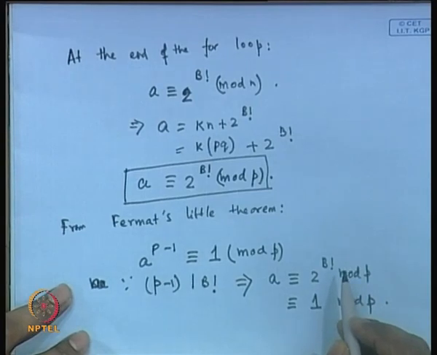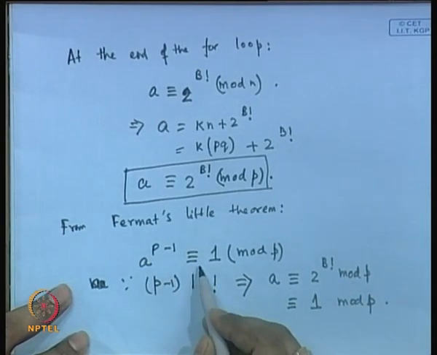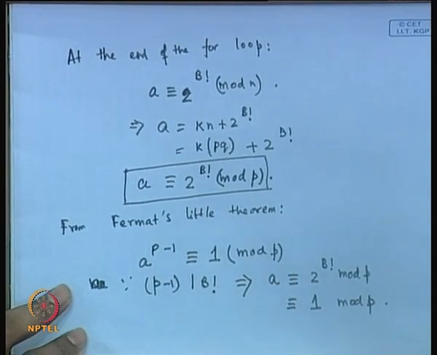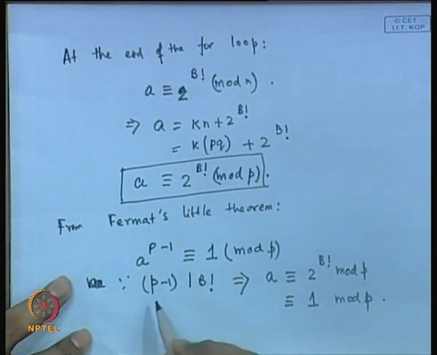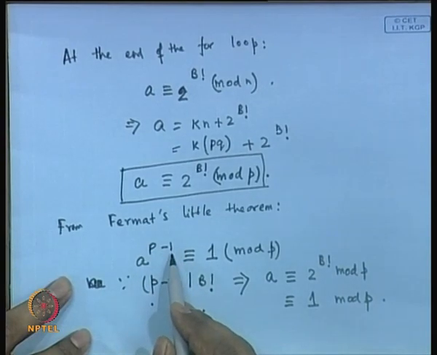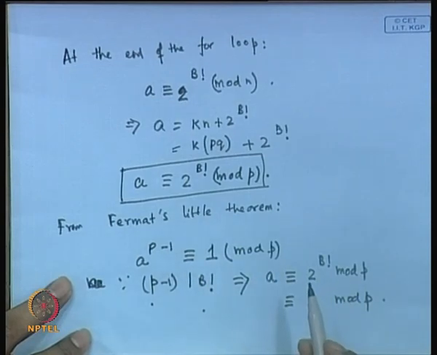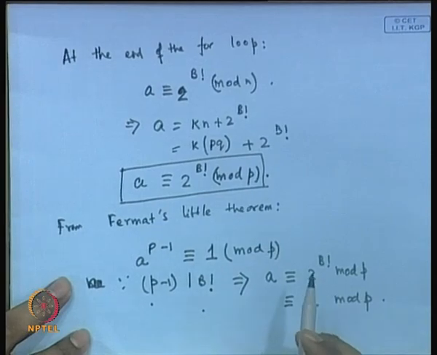We know that 2 to the power of p minus 1 is equal to 1, and therefore 2 to the power of some multiple of p minus 1 will also be 1. Do you follow this? What I am saying is that p minus 1 divides b factorial, so b factorial is some constant times p minus 1. Therefore, if 2 to the power of p minus 1 is equal to 1 mod p, then 2 to the power of p minus 1 times that constant will also be equal to 1. So 2 to the power of b factorial is equal to 1.